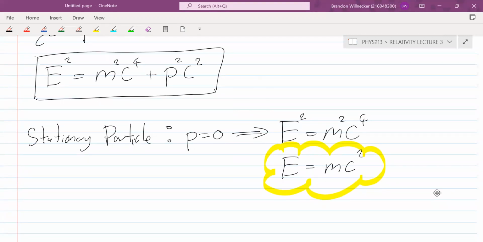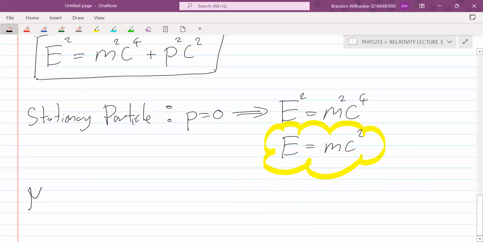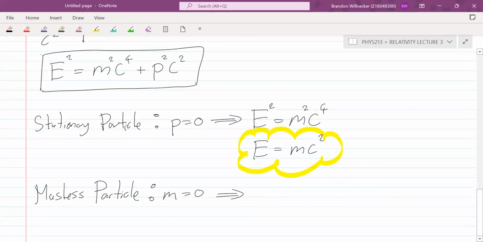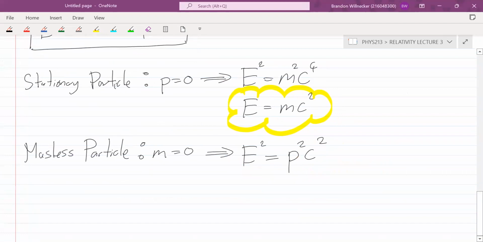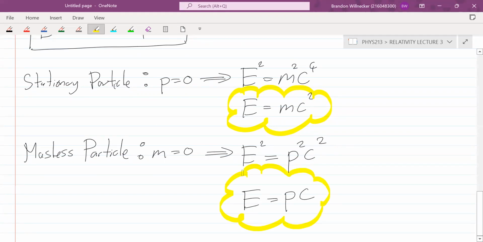And next, what happens if the mass is 0? So for a massless particle. Okay, so this is just another special case. If the mass is 0, the particle still has energy. But now, since the mass is 0, we have E squared is equal to P squared c squared. Again, taking the square root, we get E is equal to P times c. And you should have seen this when you looked at photons. This is the energy of a photon.